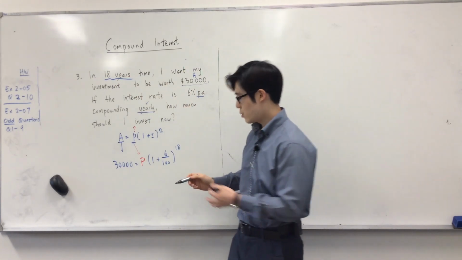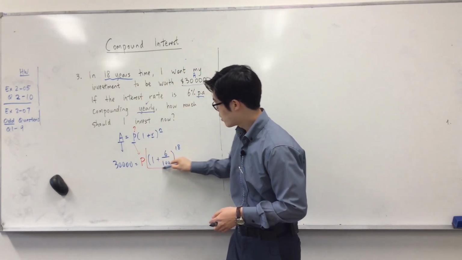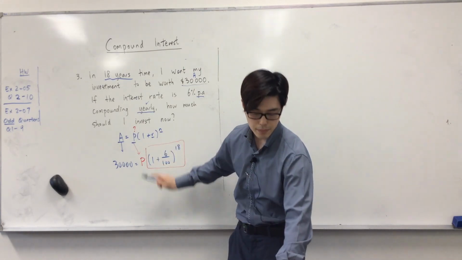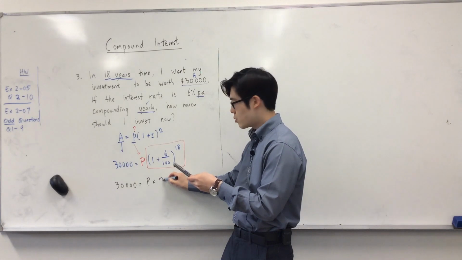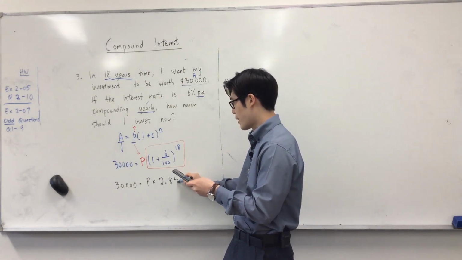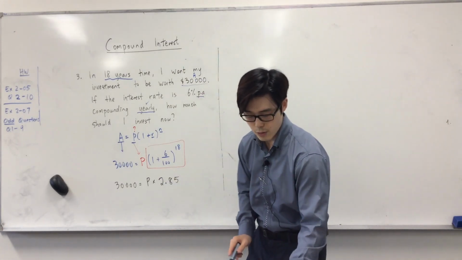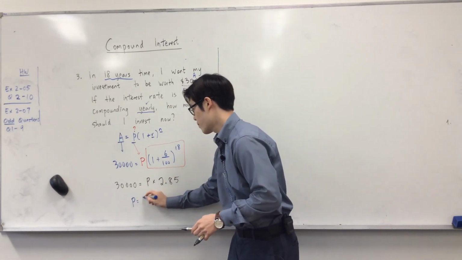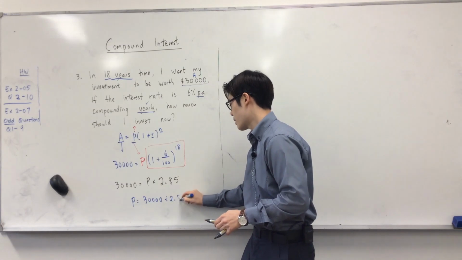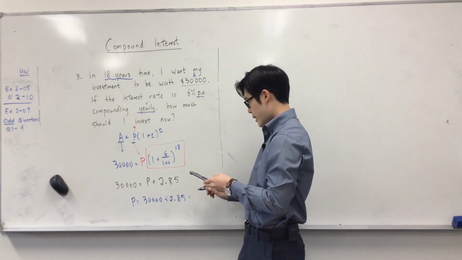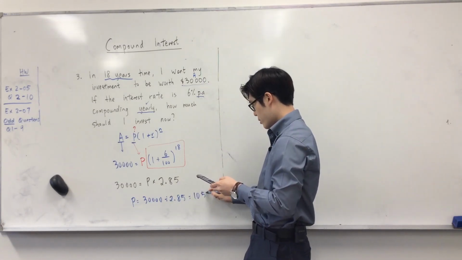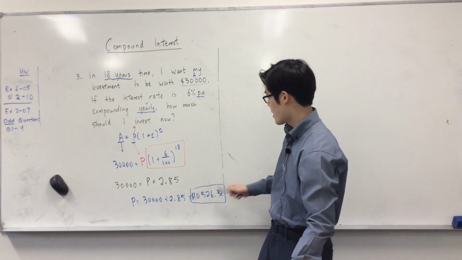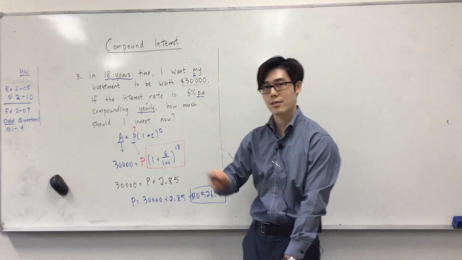So what I want to do is find out what that number is itself because it's multiplied with the P. This number rounded to 2 decimal places is 2.85. And this is how you would find P. What do I need to do? Just divide it across. So P is equal to 30,000 divided by 2.85. That will give you the amount for P, and that is $10,526.32. So this is how much I need to invest now in order to get $30,000 in 18 years' time.